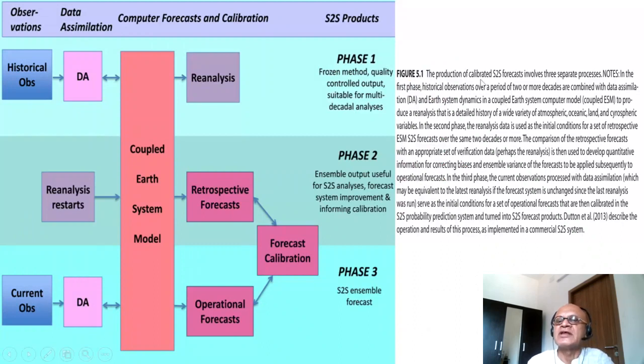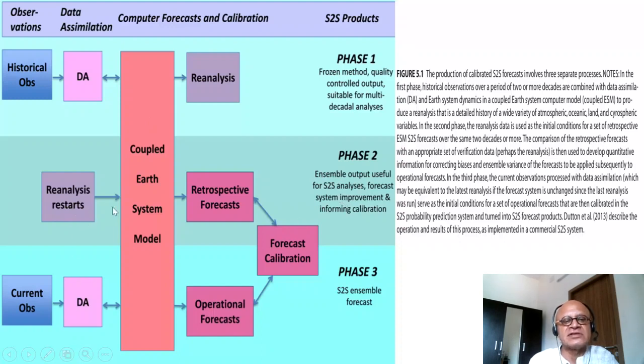the production of calibrated S2S forecasts that involve 3 processes. So we are talking about 3 phases here. Frozen method, quality controlled output suitable for multi-decadal analysis. So we are talking about here observations being assimilated with data assimilation into the model. So we have a coupled Earth system model, and we provide what are called re-analysis. So it's a dynamically interpolated reconstruction of the past climate and Earth system variability. And this is where in phase 2 you have ensemble output useful for S2S analysis.